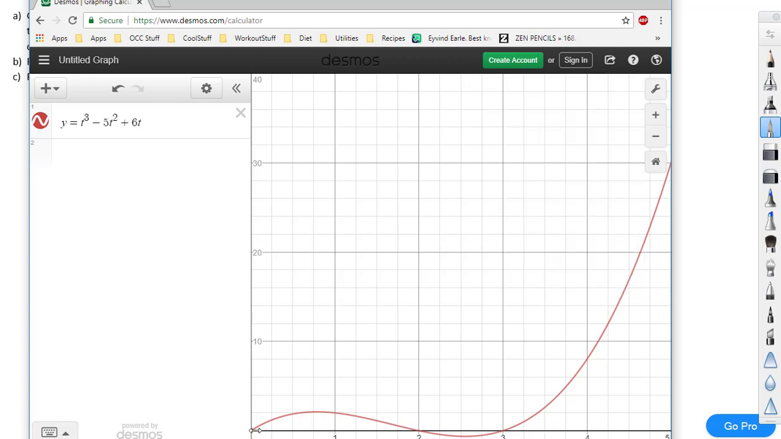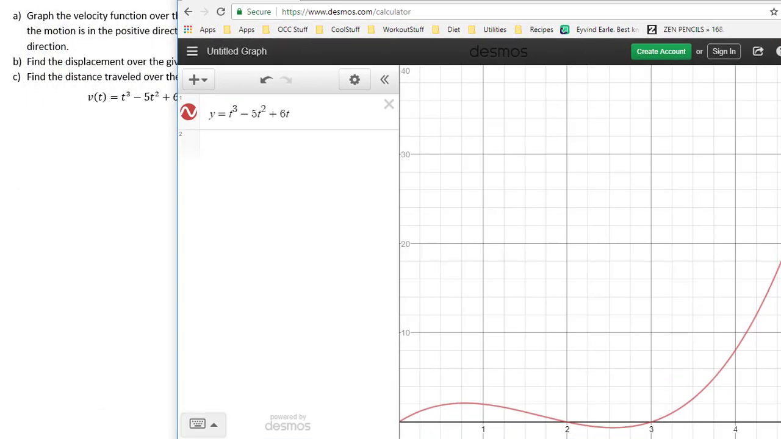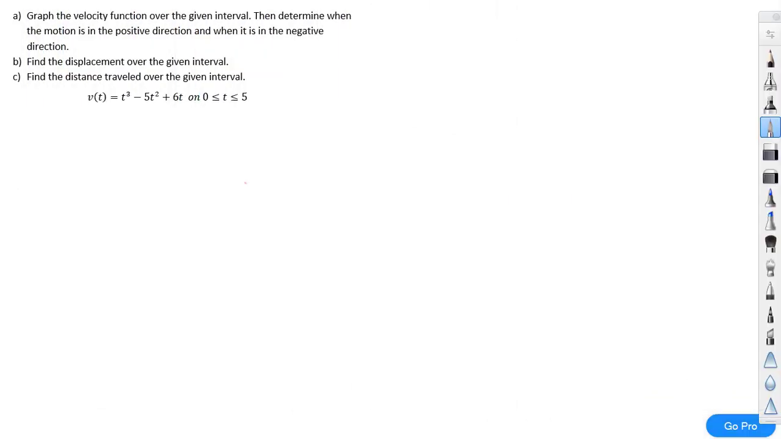So what I can see is that I'm going to have positive area between 0 and 2, and then I'm going to dip down into some negative area before I dip back up into positive area from 3 to 5. So I'm just going to draw a little graph over here to help myself remember what that looks like.